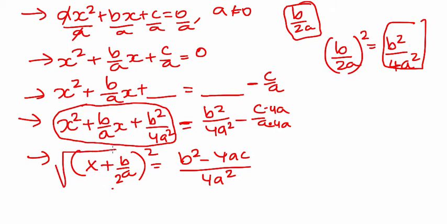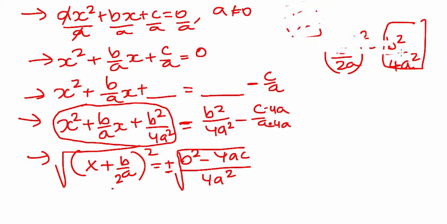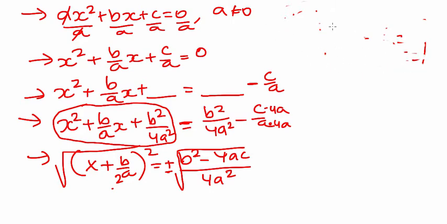Alright, so if you take the square root of both sides, because you are taking a square root, you have to put plus or minus. I'm going to erase this and continue here. Let me draw a line.